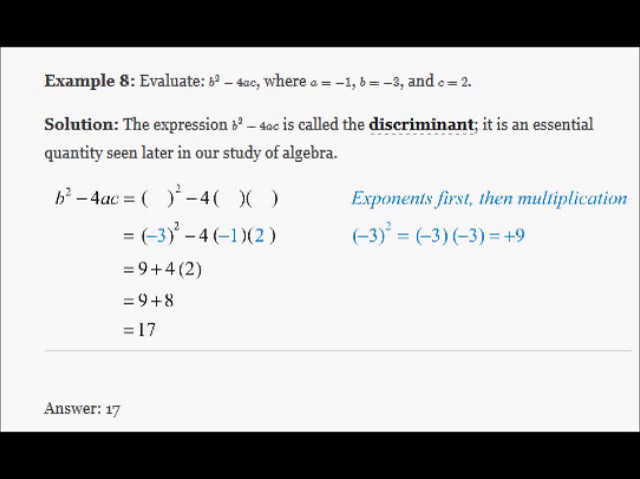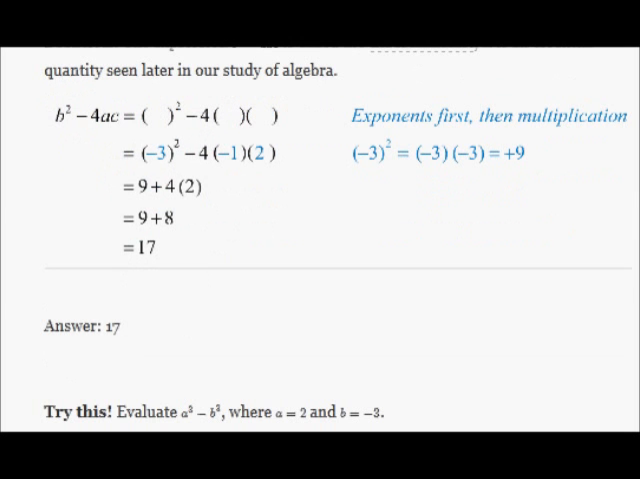A is negative 1, c is 2. So minus 4ac is minus 4 times minus 1 times positive 2. Minus 4 times minus 1 is positive 4, times positive 2 is positive 8. Negative 3 squared was 9. 9 plus 8 becomes 17.